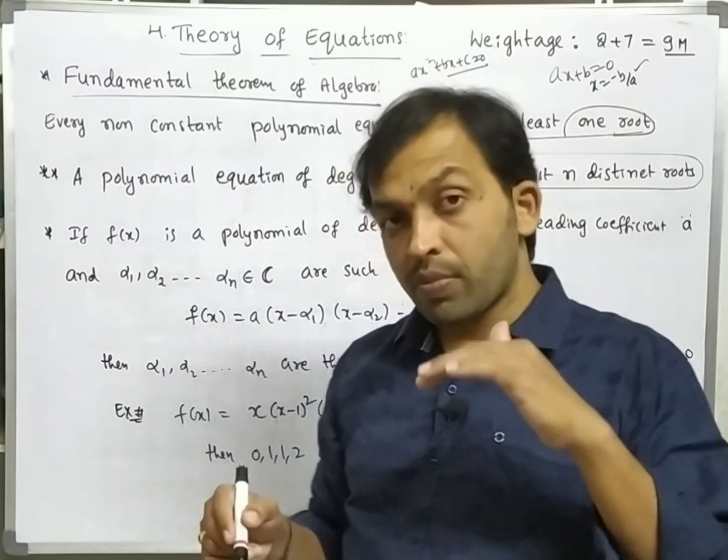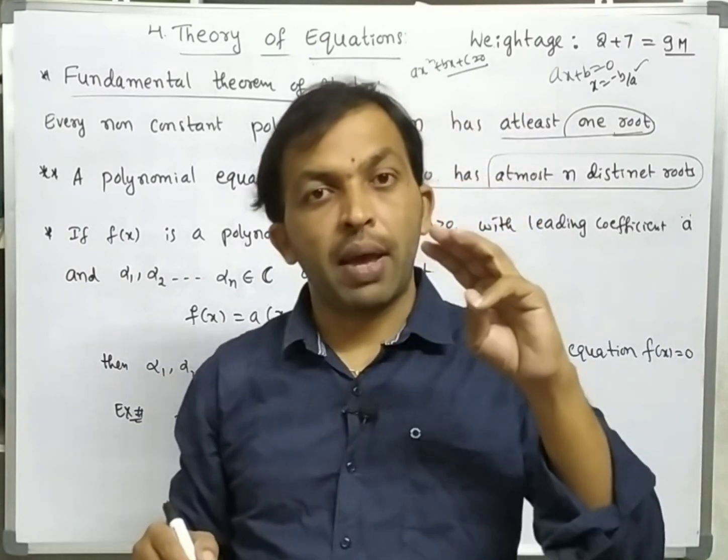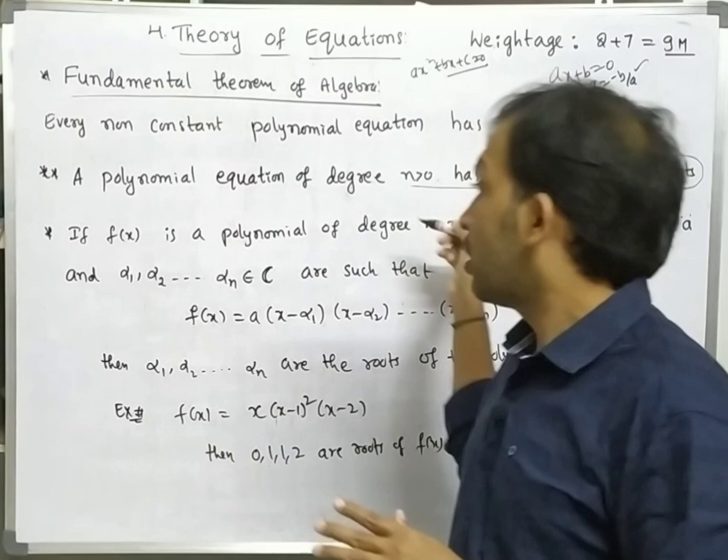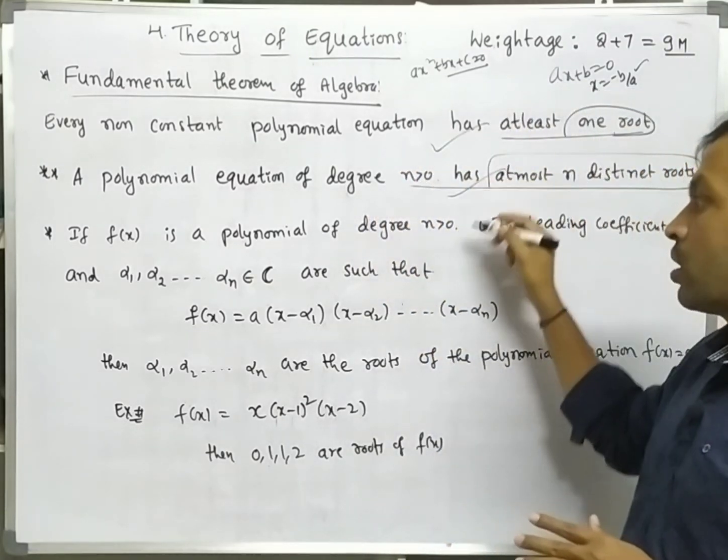Next, cubic polynomial, maximum 3, minimum 1, like that. So these are the two important statements.